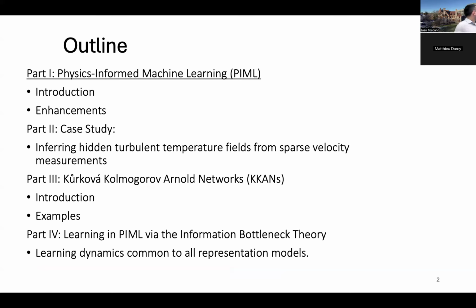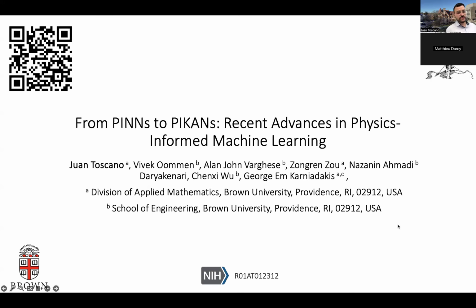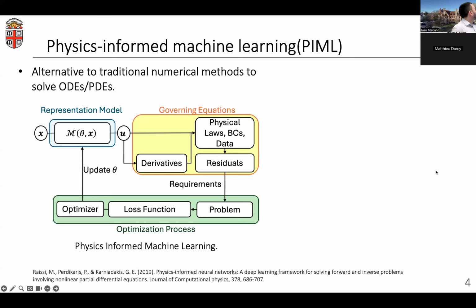And in the third part, we're going to talk a little bit about this architecture that we recently proposed, called Kürková-Kolmogorov-Arnold Networks, which we're going to introduce. And in the last part, we're going to go into the learning dynamics of physics-informed machine learning, which we found is agnostic of the representation model, so it works for MLP, GAN. So for the first part, to start, what is physics-informed machine learning?